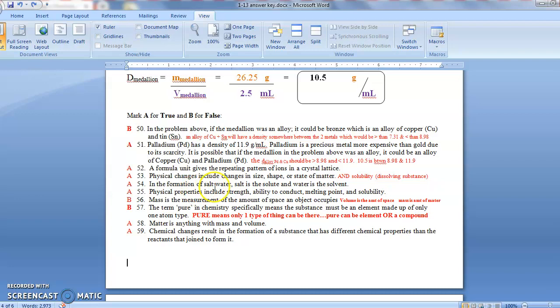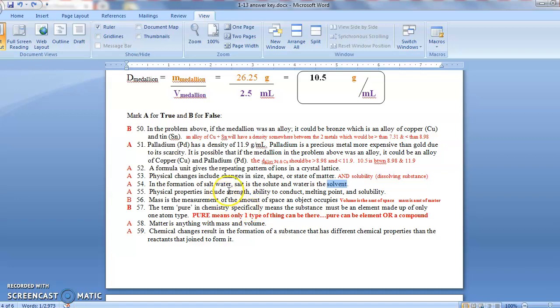The formation of salt water. When you make salt water, salt is the solute, water is the solvent. Well, salt water is actually a solution. A solution is a homogeneous mixture. And a homogeneous mixture can quite often be salt being pulled apart by the solvent water. The thing that gets pulled apart is the solute. The thing that does the pulling apart is the solvent. That is correct.